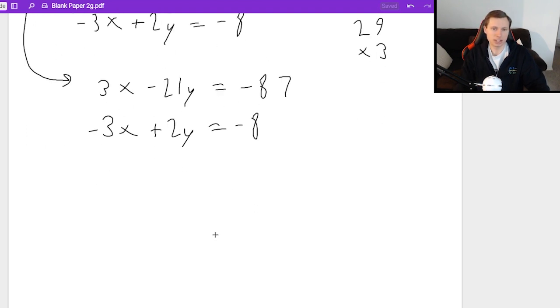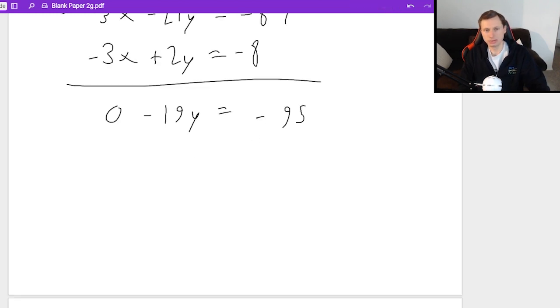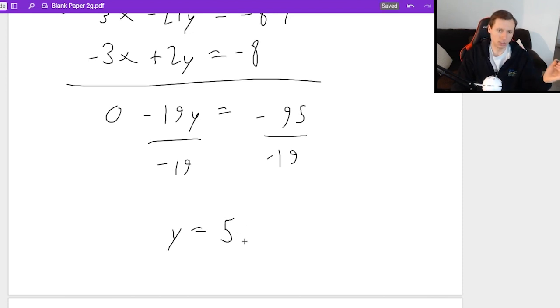And once again, we're going to add these equations together. This time, the 3x and the negative 3x cancel. Negative 21y plus 2y is minus 19y. And negative 87 minus 8 is negative 95. Then all you need to do is divide both sides by negative 19. And that one I would recommend plugging in your calculator. And you'll get y equals 5. So there, we have one of our answers, y equals 5.